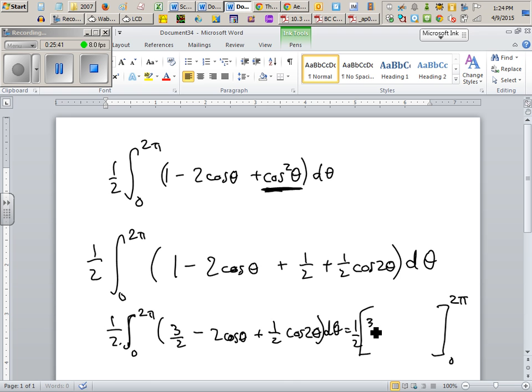So my antiderivative will be 3/2 theta minus 2 sine theta plus 1/4 sine 2 theta. That's supposed to say sine 2 theta inside the bracket, sorry.